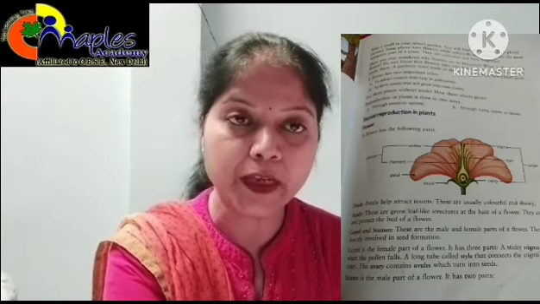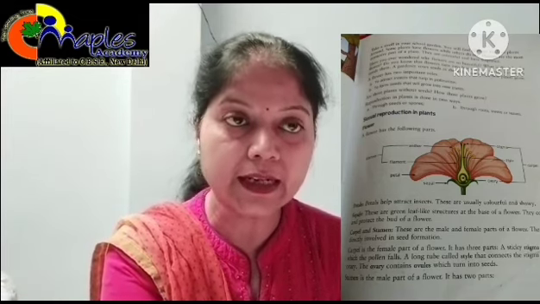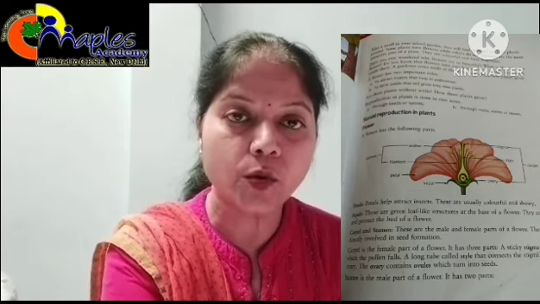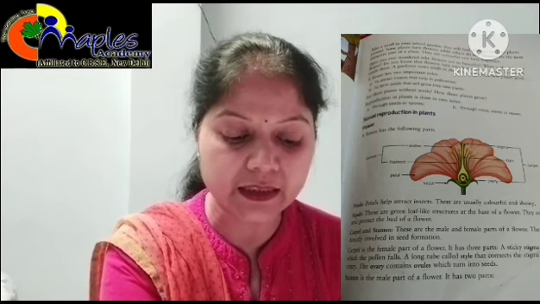Carpel is the female part. It has three parts: stigma, style and ovary. Stamen is the female part of a flower. It has two parts, filament and anthers.